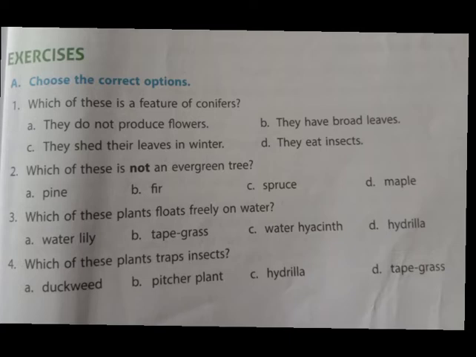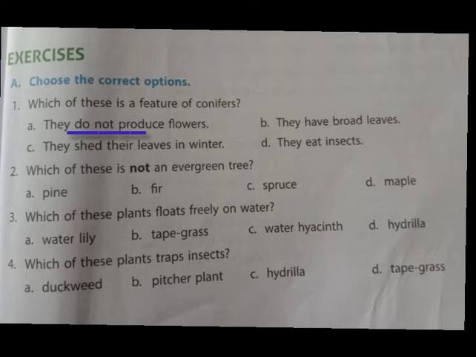Open your textbook, page number 75. First section is choose the correct options. First question, which of these is a feature of conifers? You have 4 options there. They do not produce flowers. They have broad leaves. They shed their leaves in winter. And the fourth one is they eat insects. What is the answer? Yes, they do not produce flowers. We studied that in conifers, instead of flowers, they have cones. Seeds are present inside the cones and they are called conifers. So the first answer is they do not produce flowers.